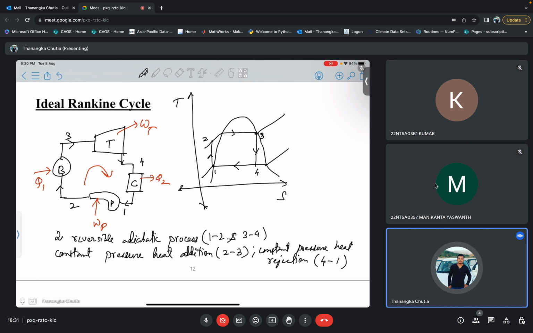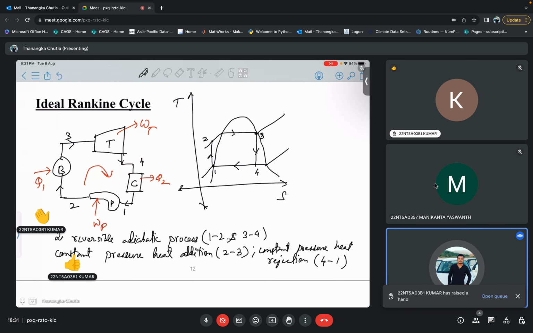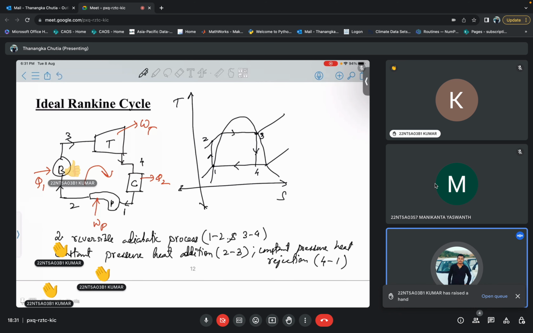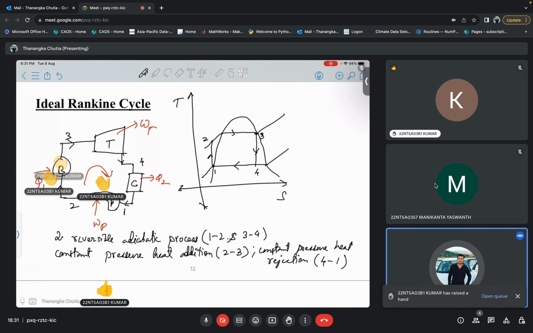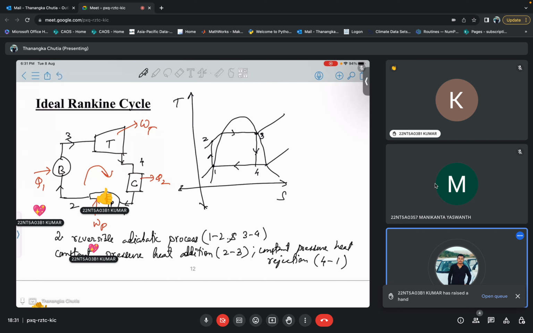So this is your TS diagram of a simple Rankine cycle. That is basically your ideal Rankine cycle. Again, I'm calling it ideal because we have not included any irreversibilities here. Irreversibilities are always present, and such types of questions we will do in the next class.